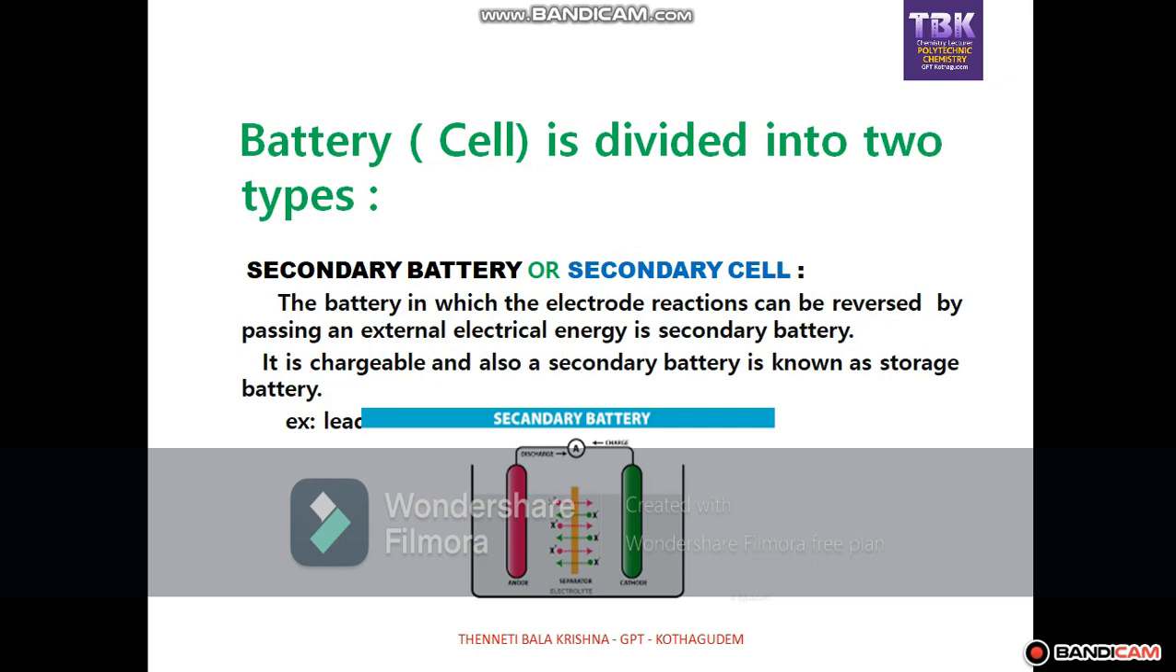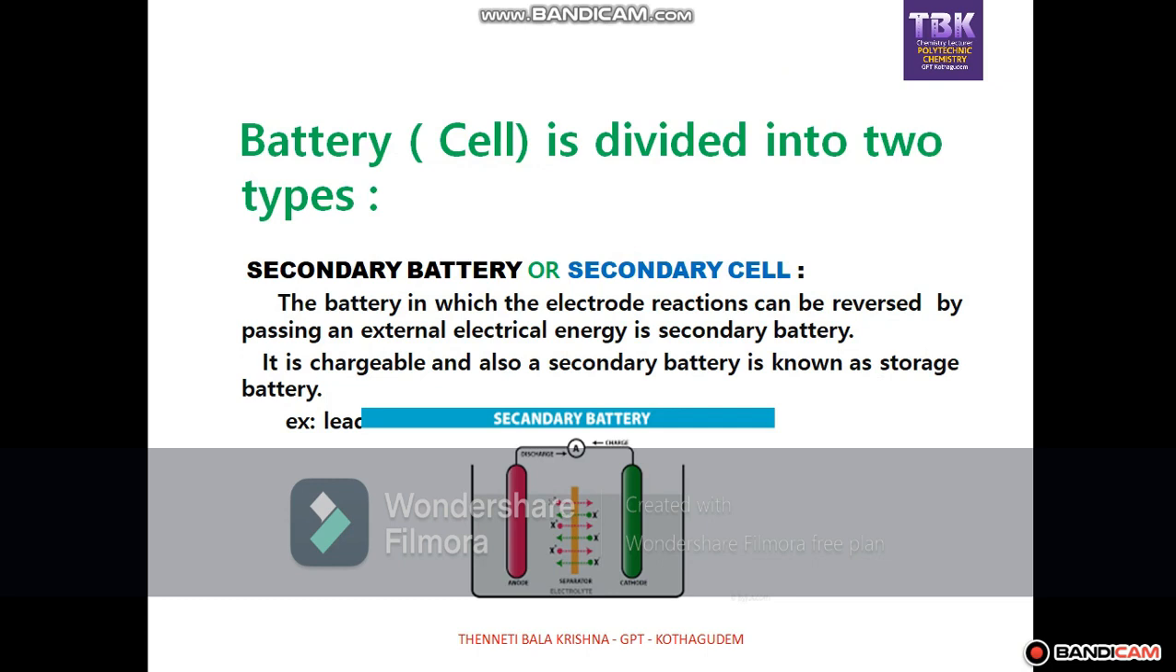A secondary cell can be recharged by passing electrical current and used again and again. That is the main difference between the primary battery and the secondary battery.